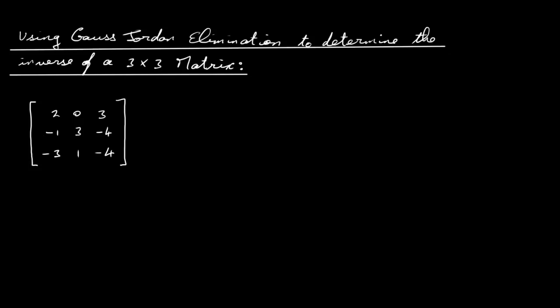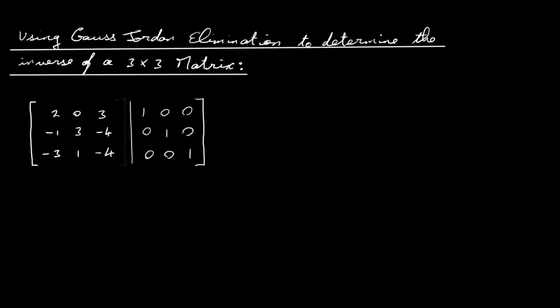So what we're going to do is first of all just get rid of this here, and we'll just draw a line down along here like this, and on this side here I'm just going to put the identity matrix, so 1 0 0, 0 1 0, 0 0 1. So what I've done effectively is produced an augmented matrix.